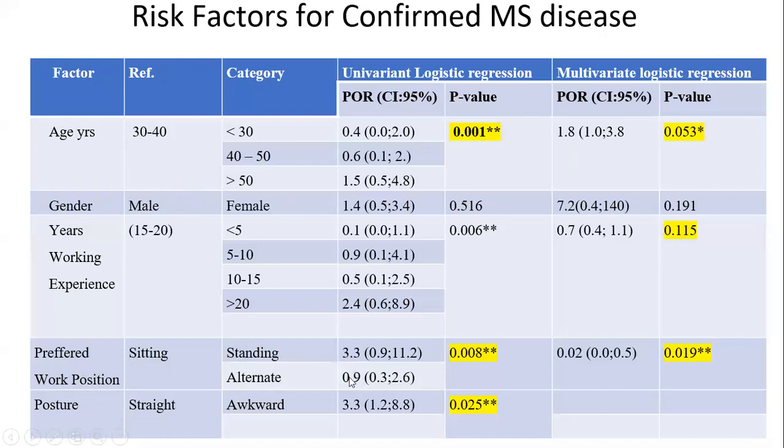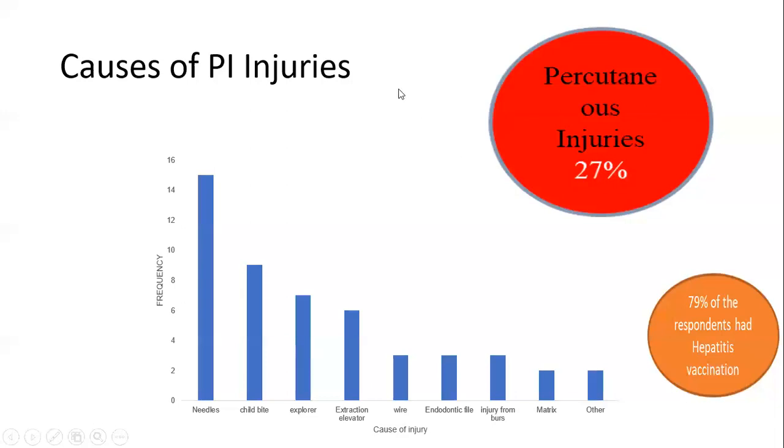Alternating is protective in this case. Posture, again, awkward posture increases the odds. So fairly consistent. I think we can almost say our risk factors are fairly consistent with what we find in the literature. Now, a quick summary of our results in the other areas.